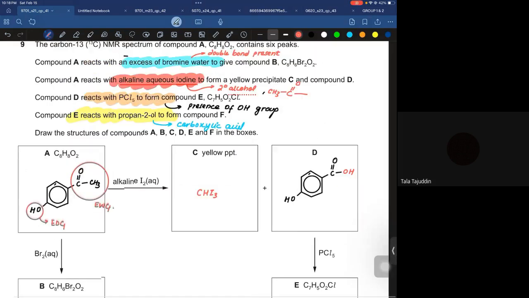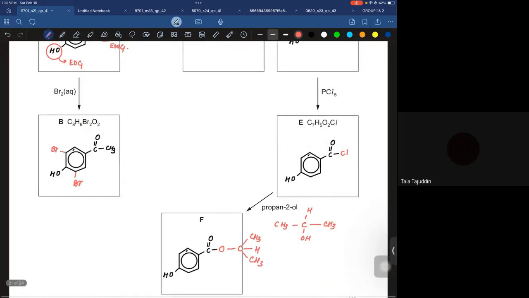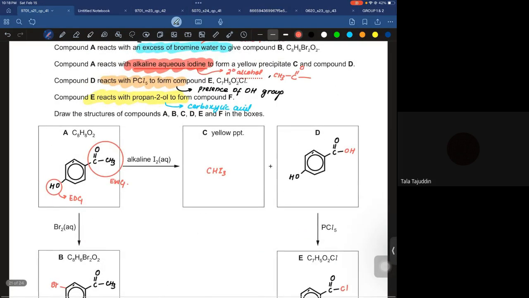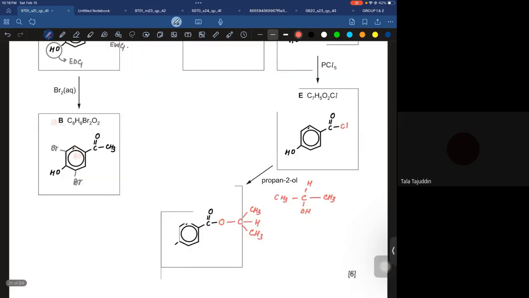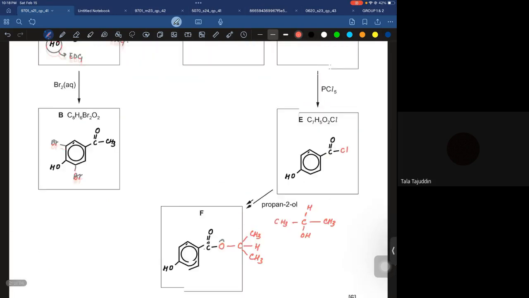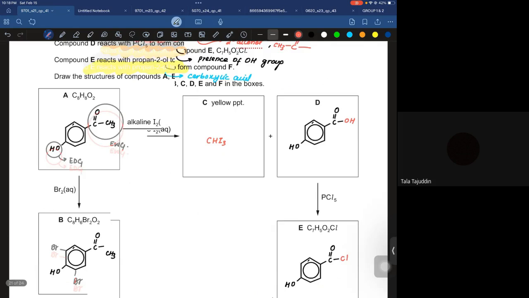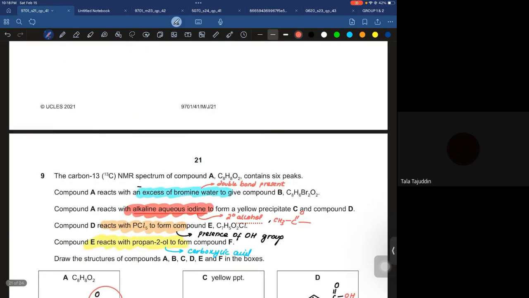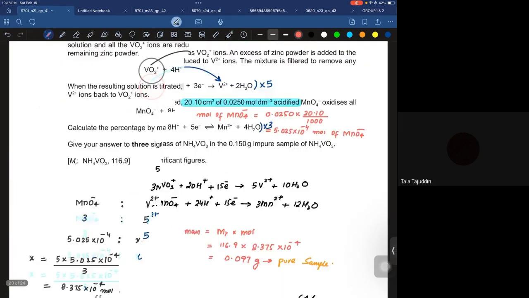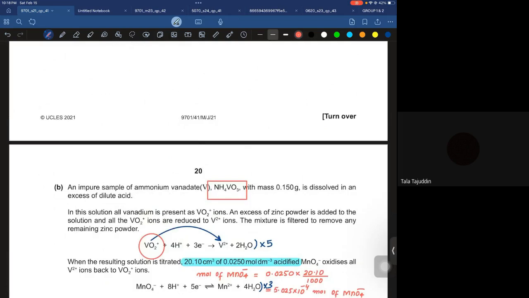You can justify your structure by looking at the conditions that they gave you basically. So that's all about the paper. Okay, this was the May June paper 41 2021. So now you can have an idea of how you would be doing this paper.